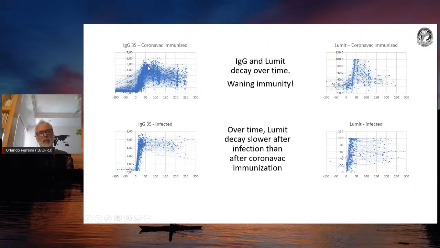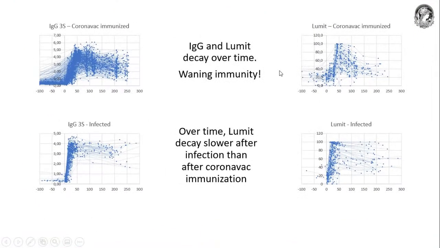And what you see after that is a continuous decay of IgG, which we have not observed with infection, and also a decay in the neutralizing antibody, at a much faster rate compared to the infected individuals. This made us suspect, and it is a fact now that we know, that IgG and the neutralizing antibody decay over time, and this is the alert sign of the waning immunity of this CoronaVac vaccine.